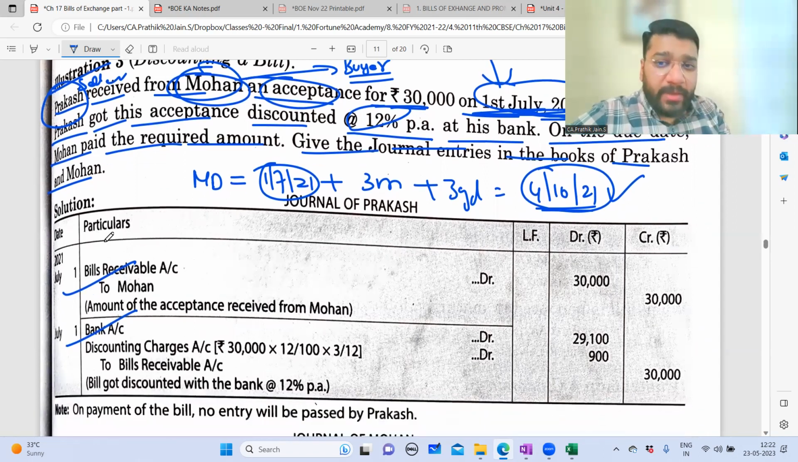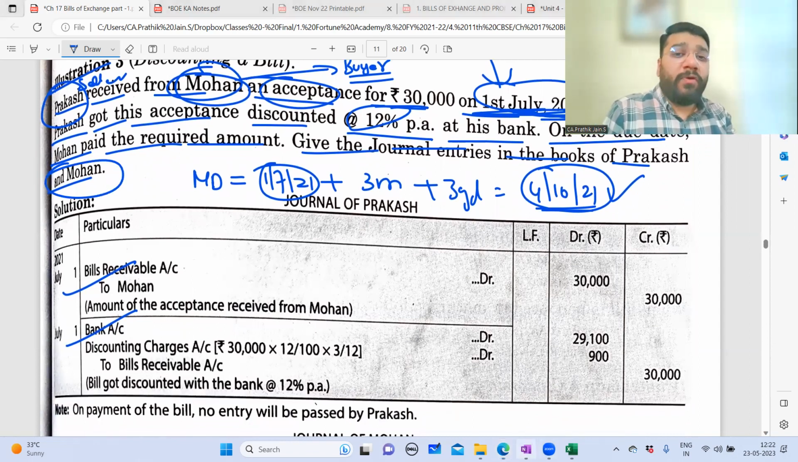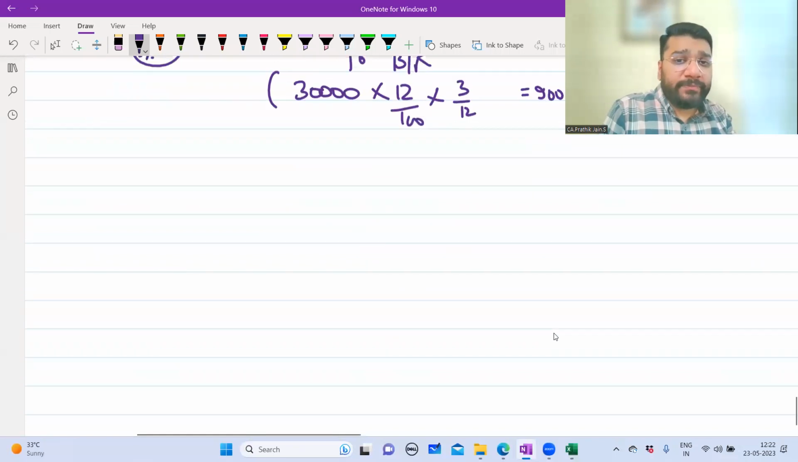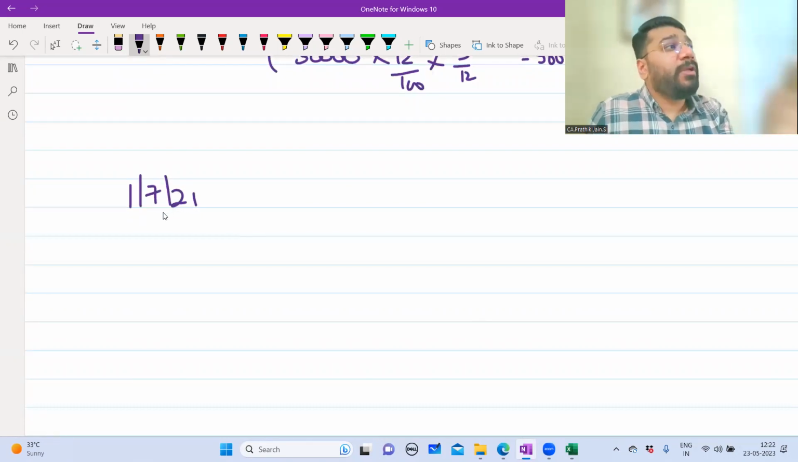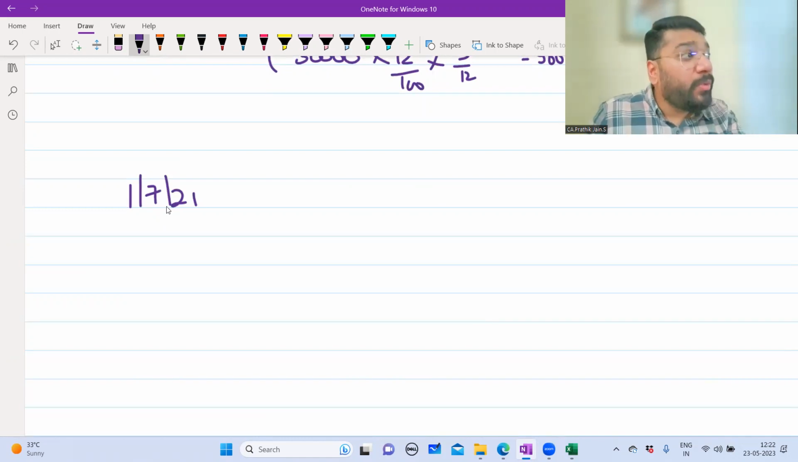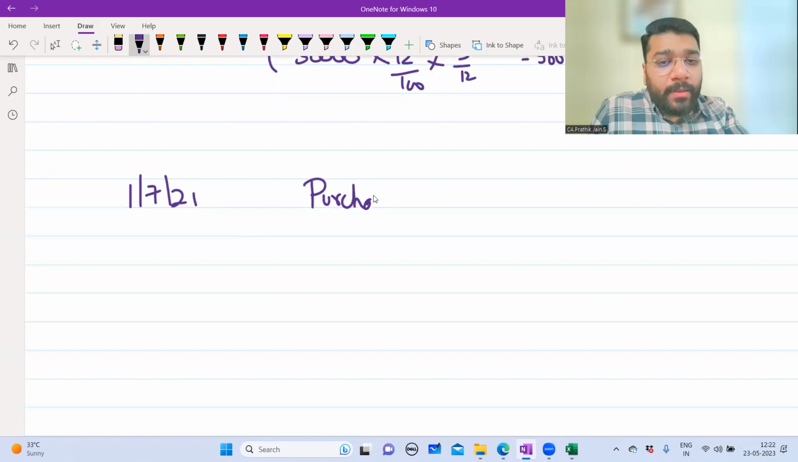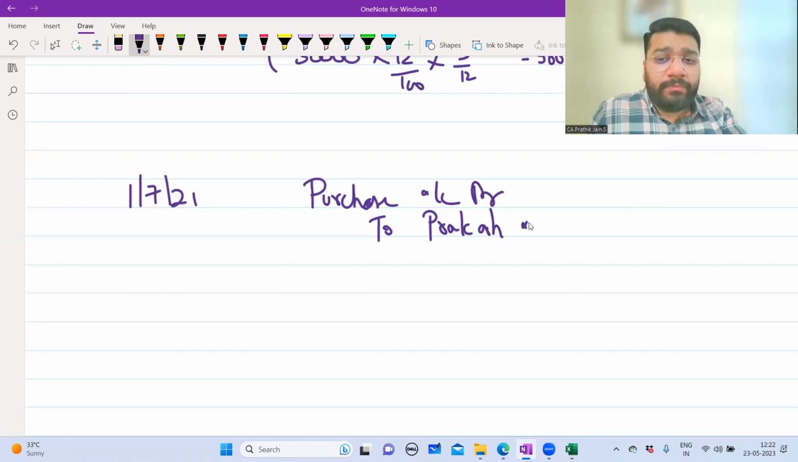Now guys, we have to record the entries in the books of Mohan. Mohan is the buyer of the goods. So for him, is it a purchase transaction or sale transaction? Purchase transaction. So what is the purchase date? 1/7/2021. When a normal credit purchase is done, what is the journal entry? Purchase account debit to Prakash account.